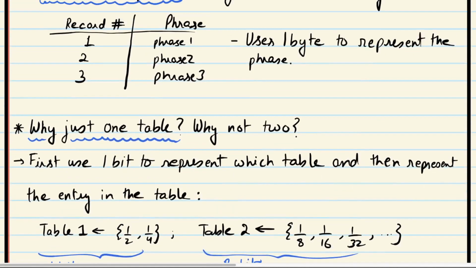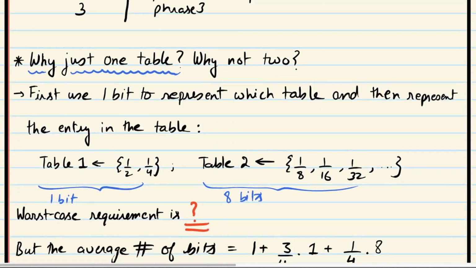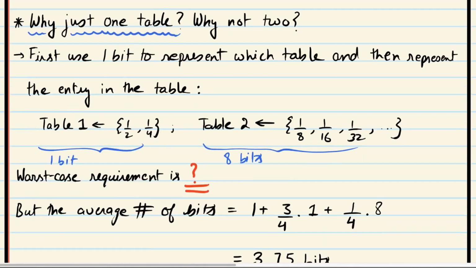But then can we do better? Here is another very simple idea. Why do we just make 1 table? Why don't we make 2 tables? What do I mean by this? We first use 1 bit to represent which table you should go to. So there are 2 tables stored in your computer, and for each symbol, first you use 1 bit to indicate which table to go to to find this symbol.